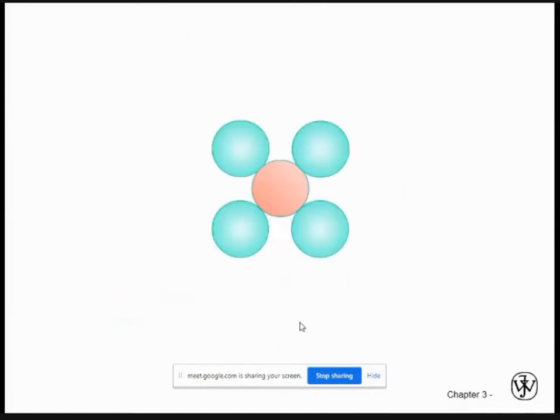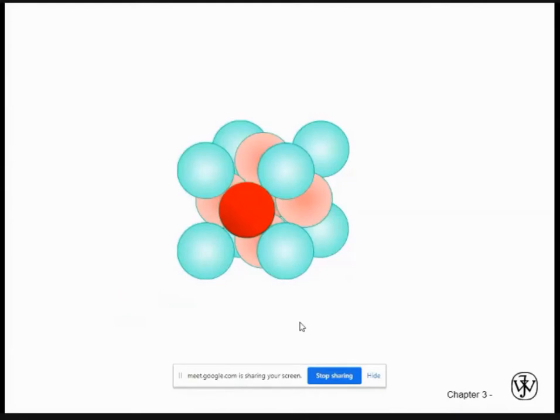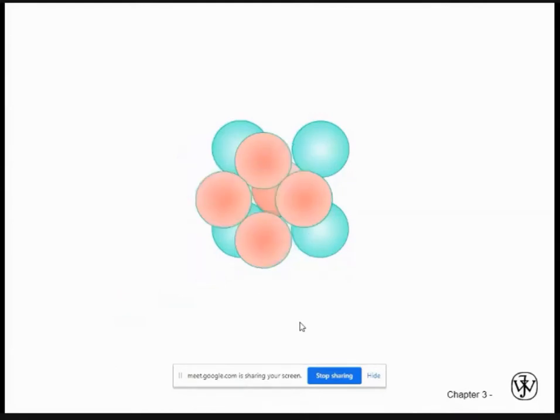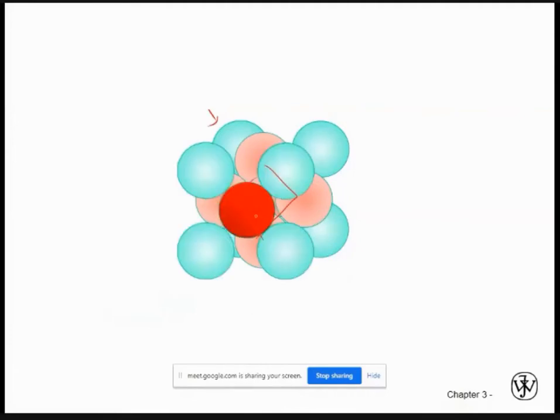So here let's first show it in total. That is the FCC crystal structure by layers. So I'm adding layer by layer. This blue one is corner atoms and the red one is a face atom. Now I will add another layer. It is a second layer. All these 4 red ones will be face atoms. Now the last layer, blue ones are corner atoms, red one is a face atom.